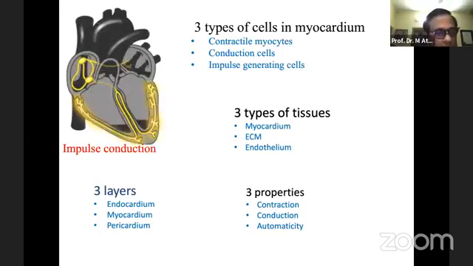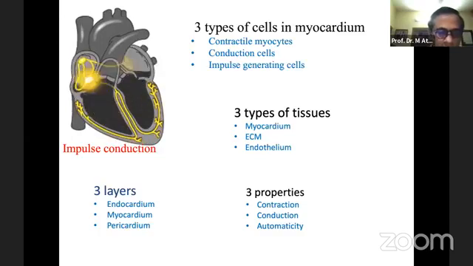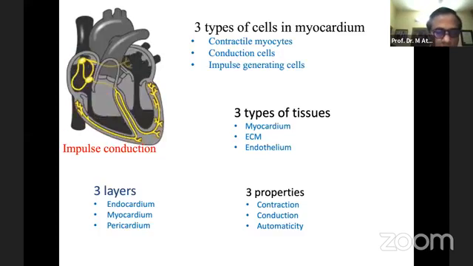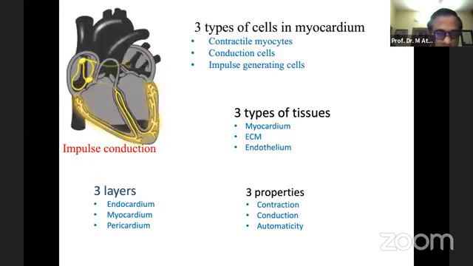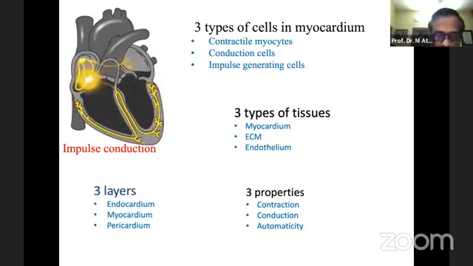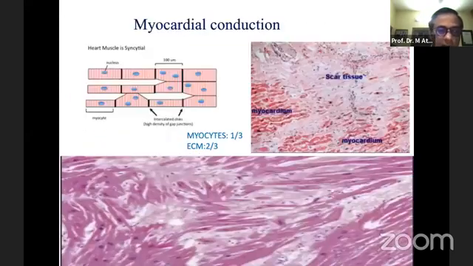These properties are not found in any other organs of the body. Heart is unique in this sense, that it has the contractile properties, conduction properties, and self-automaticity. So these are the three important properties of the heart. And this is the cardiac tissue. The cardiac tissue is specialized, unlike the smooth muscle cells and the skeletal muscle cells, because the myocytes are connected by the intercalated disc, and this intercalated disc can transmit the impulse from one cell to another.